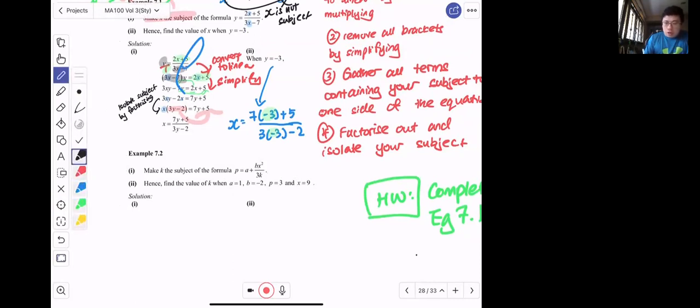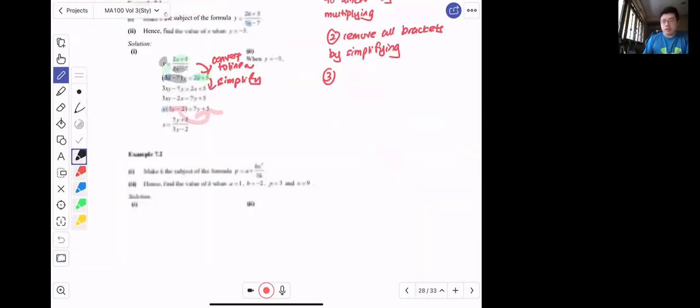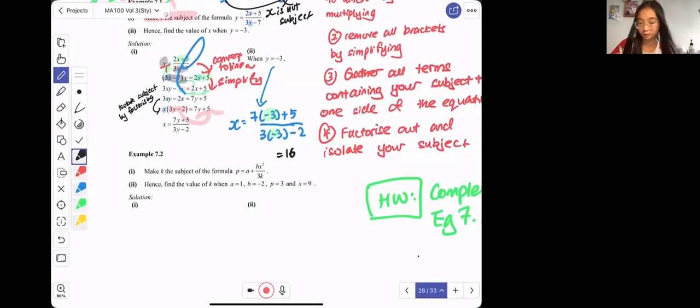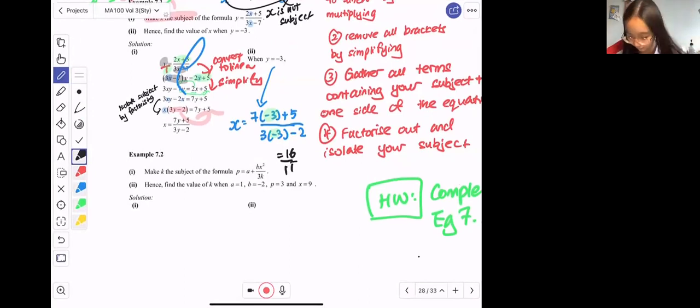Maxine, if all goes well, your answer should be 16 over 11. 16 over 11. Yeah, I got that. Okay, good. But I got negative, right? It's positive, because you have negative over negative. Oh yeah, become positive.